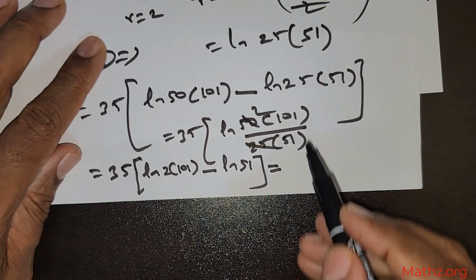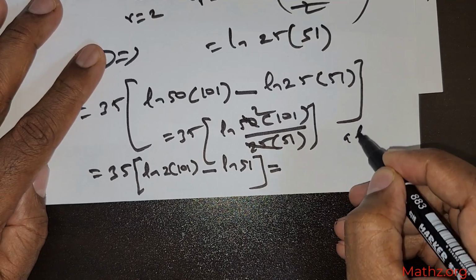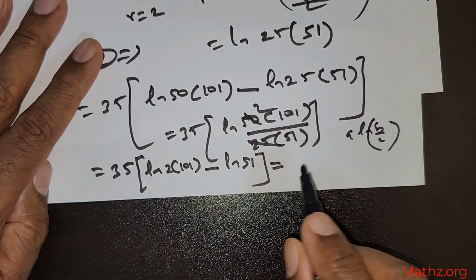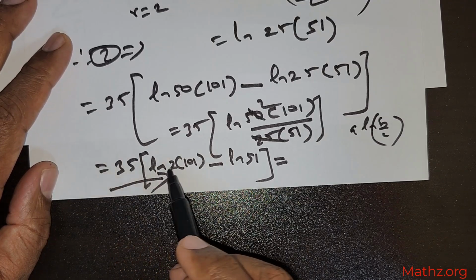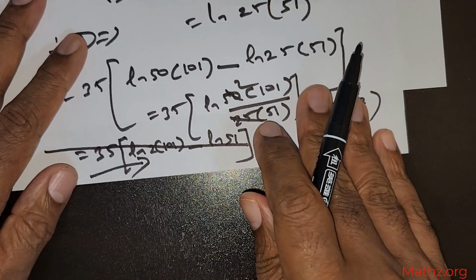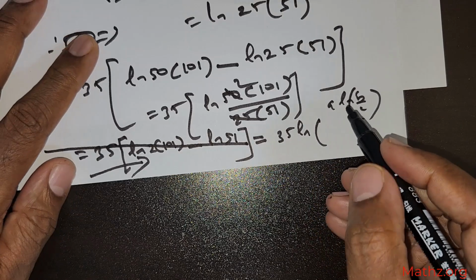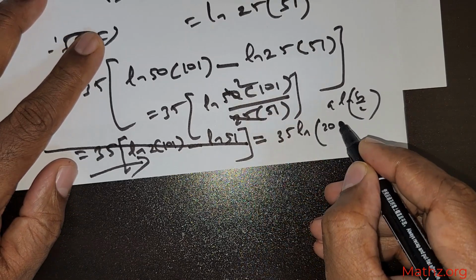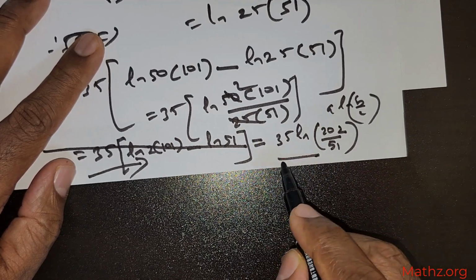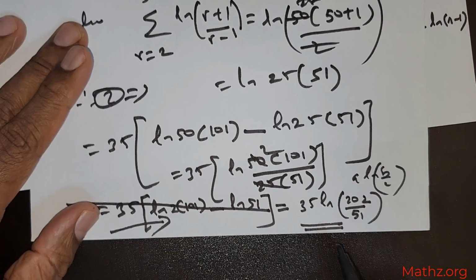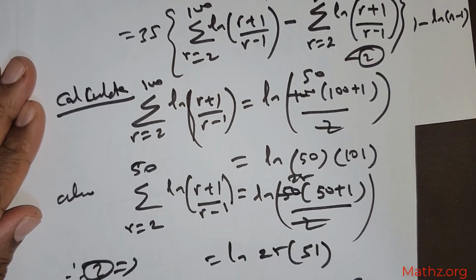Now actually the solution wants us to stop at a times ln of b over c. I was under the impression that we need to split this further, but I can very well stop here. Now this is going to be 35 times ln of (2 into 101 is 202) divided by 51. So this is the solution for this question. I hope you like this solution. We will move on to the next one.